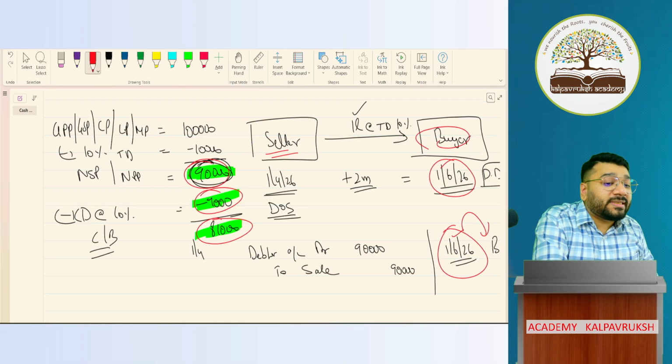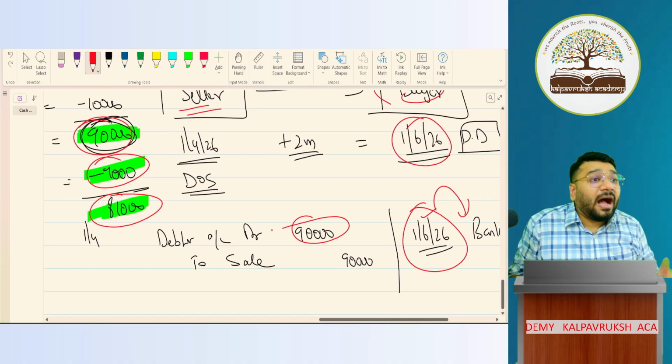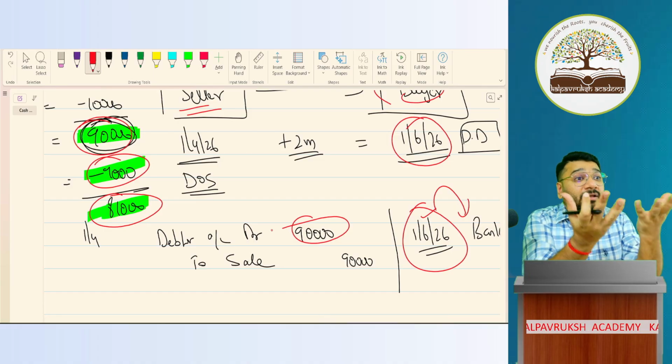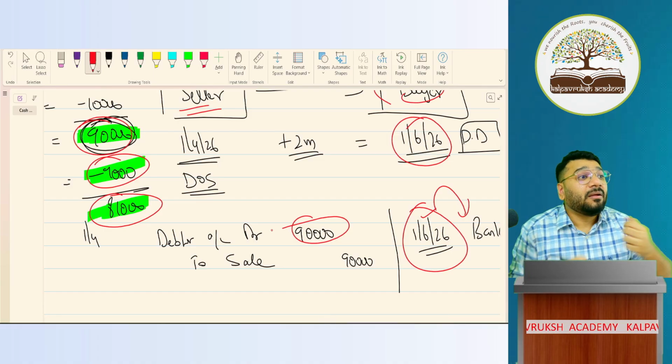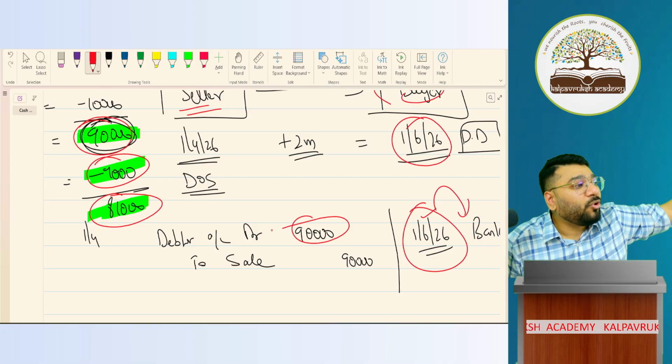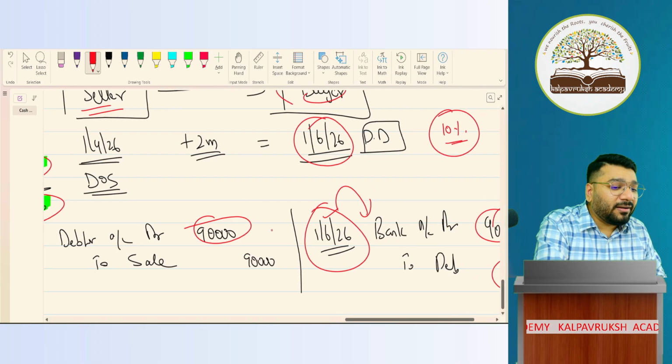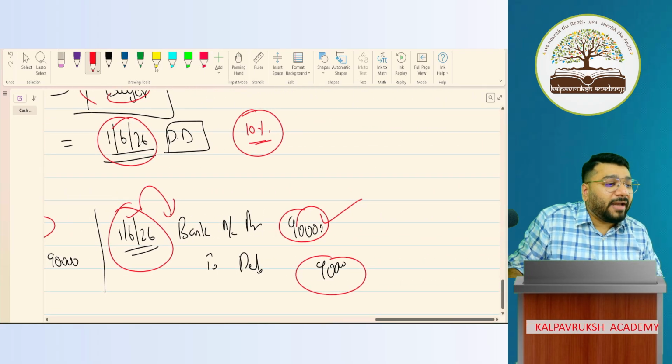Because debtor account is screaming and telling, I will pay you 90,000. We should receive 90,000 from debtor. The debtor is screaming and telling. But actually, how much is debtor paying you? Only 81,000. But full account has to be closed, no boss. So debtor has to be fully closed by giving credit of 90,000.